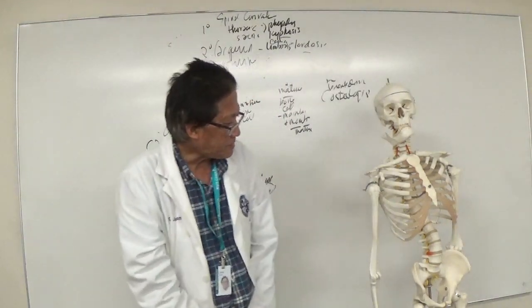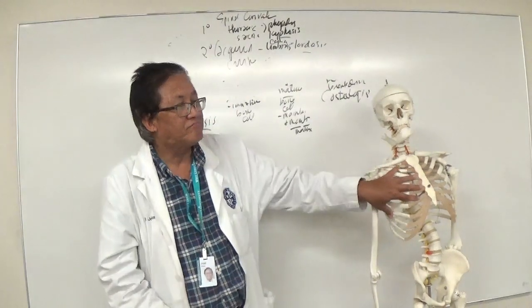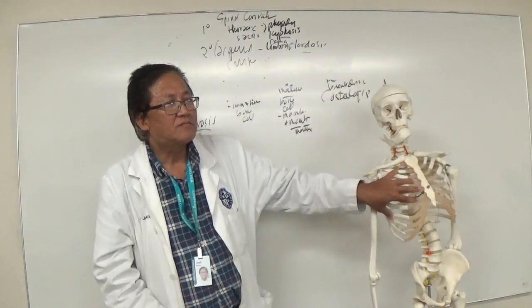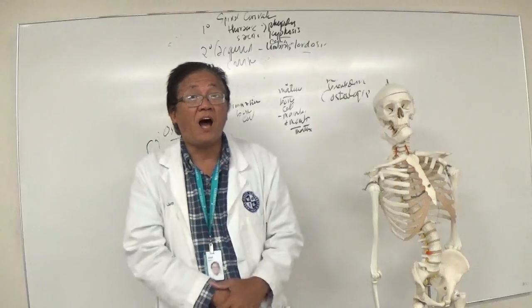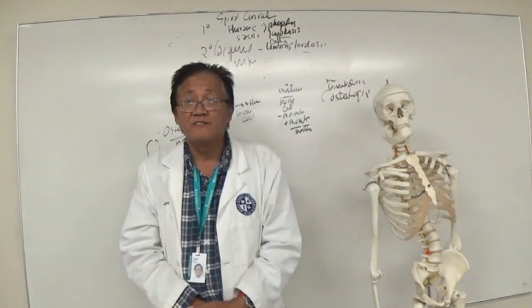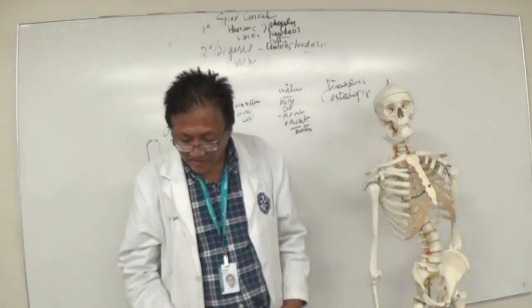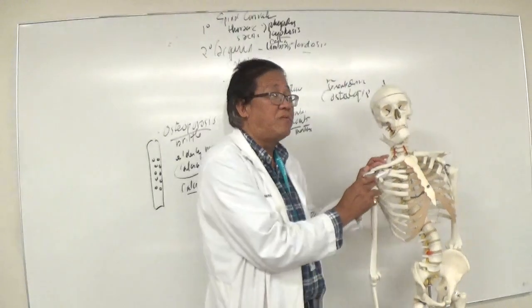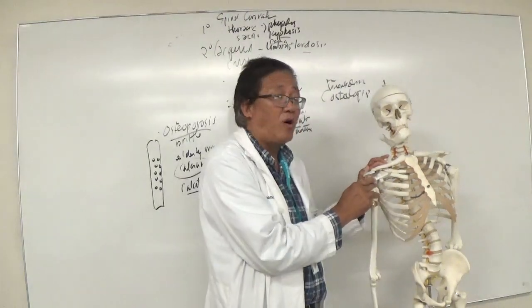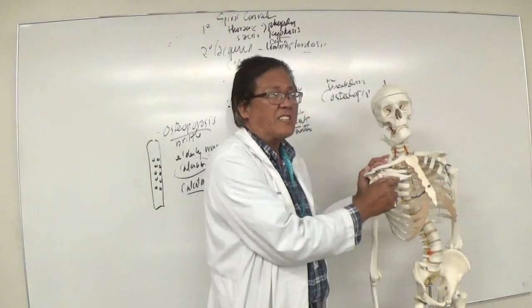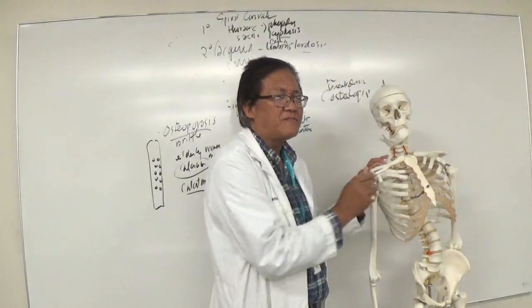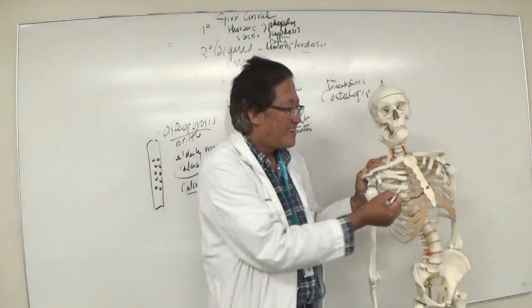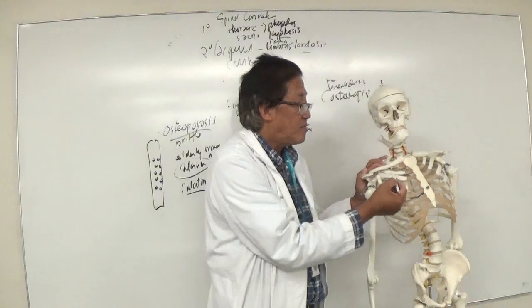Now, how many true ribs do we have? Seven. How many false ribs? Five. Seven plus five is? 12. So we have 12, right? Now, take a look. What is this rib made of? Is it bone or cartilage? Bone. Costal cartilage. Is it made of cartilage? Cartilage. There you go. Costal cartilage, bony rib.